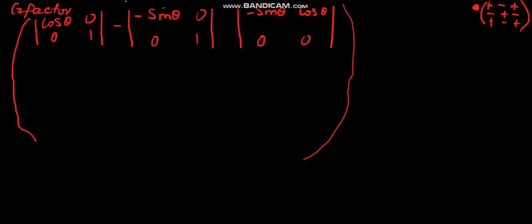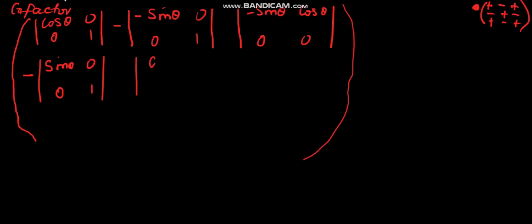Okay, so now here the sign that we have here is negative. So if we have a negative sign there, the 2 by 2 matrix that we're going to have is basically sine theta, sine theta, we have a 0, then 0, 1, we close here.